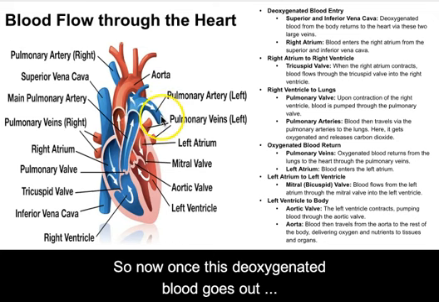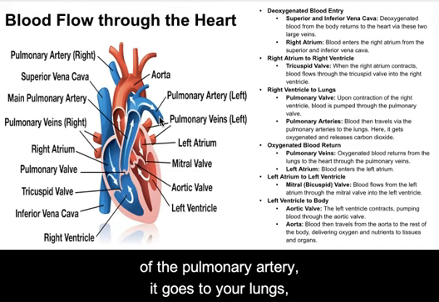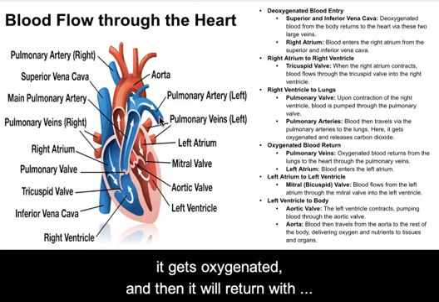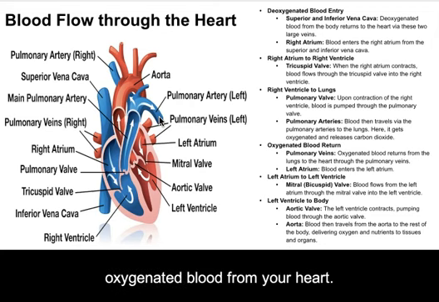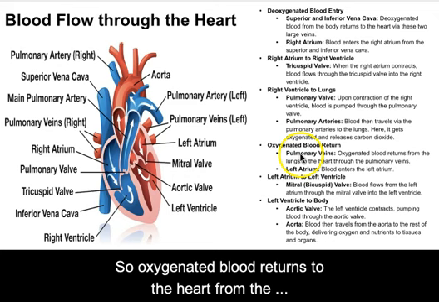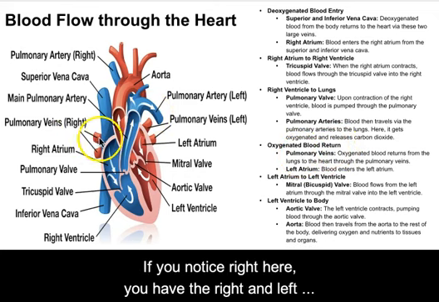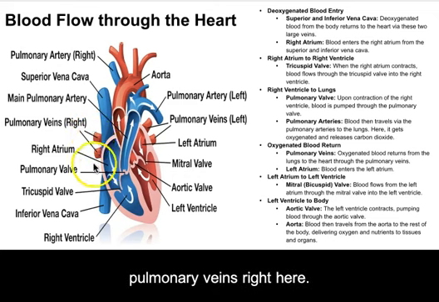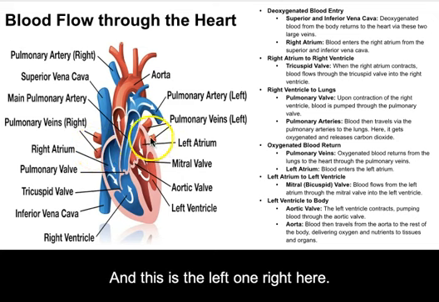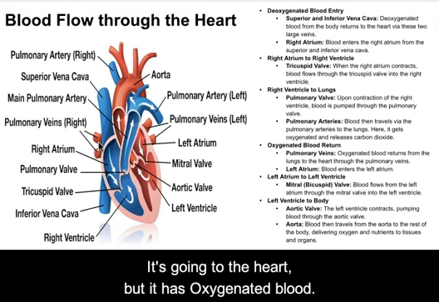So now once this deoxygenated blood goes out of the pulmonary artery, it goes to your lungs, it gets oxygenated, and then it will return with oxygenated blood to your heart. So oxygenated blood returns to the heart from the pulmonary veins. If you notice right here, you have the right and left pulmonary veins, and this is the left one right here. Now, this is a vein, right? It's a pulmonary vein. It's going to the heart, but it has oxygenated blood.